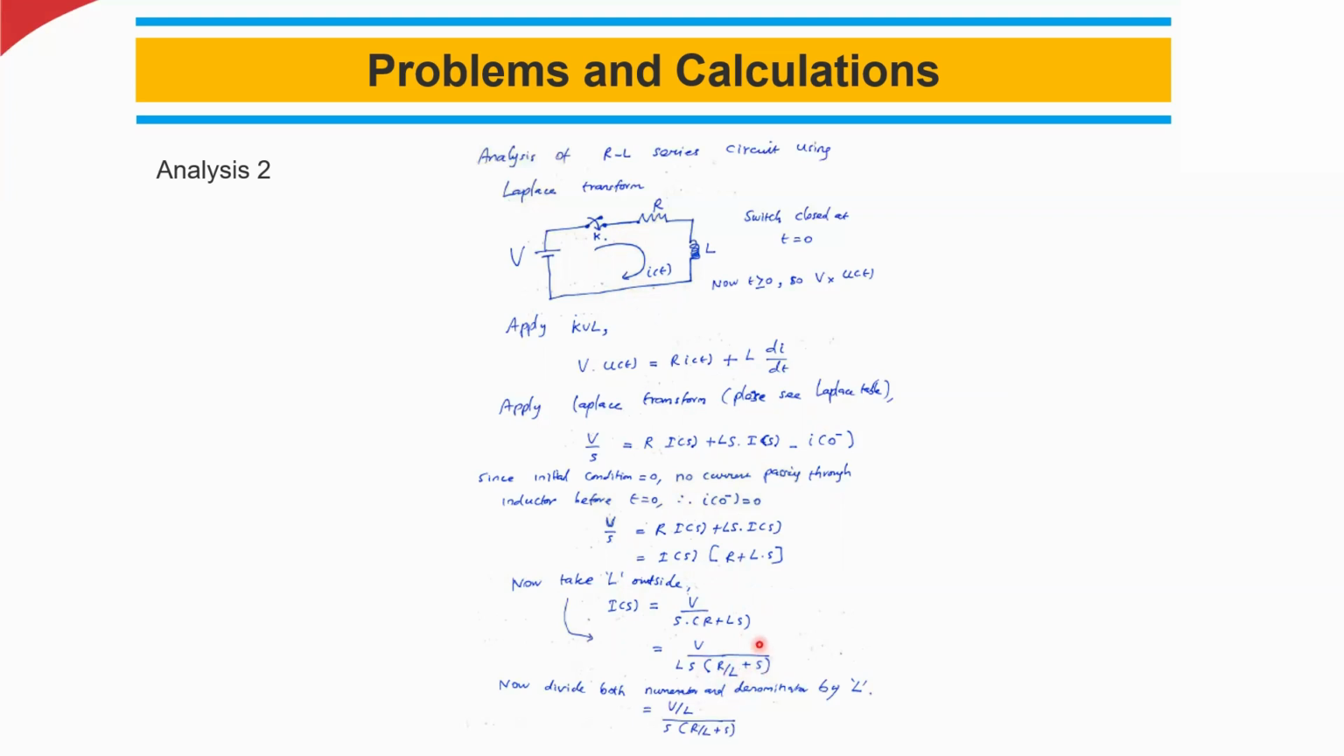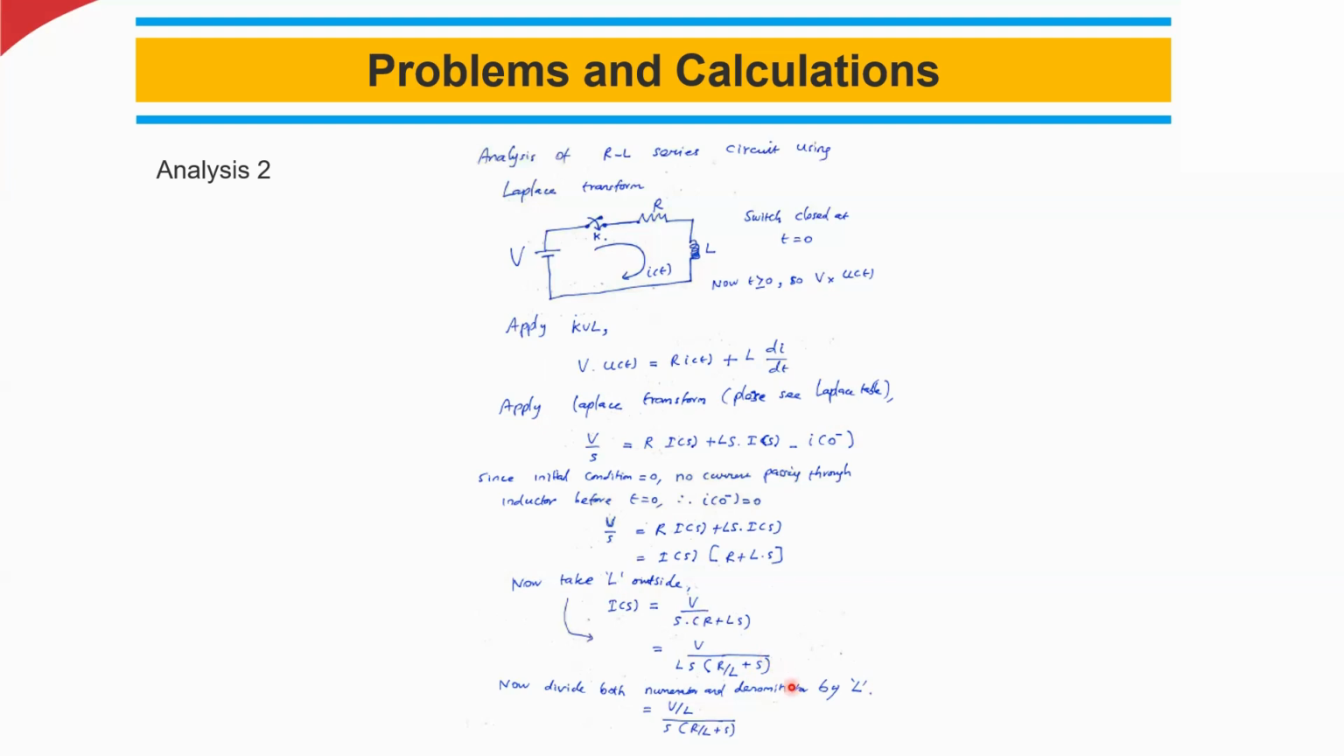So V divided by Ls times (R divided by L plus S). What I have done here is take L as a common factor from this term. Now R divided by L; if I bring the L inside, the R will not change, that's why we take the L outside. So R divided by L plus S. I just rewrite the equation this way. This is a standard mathematical simplification.